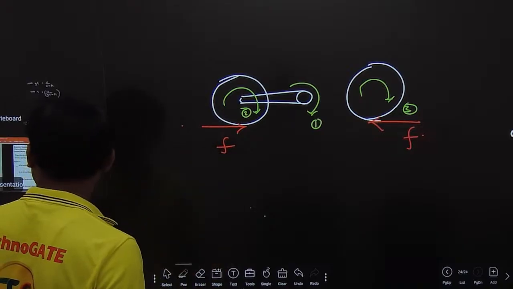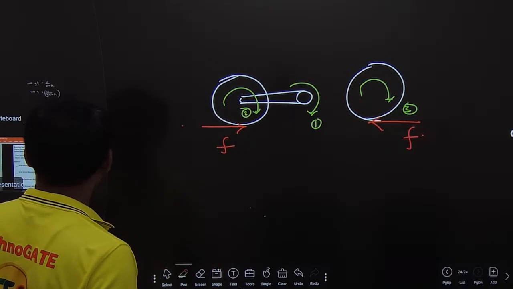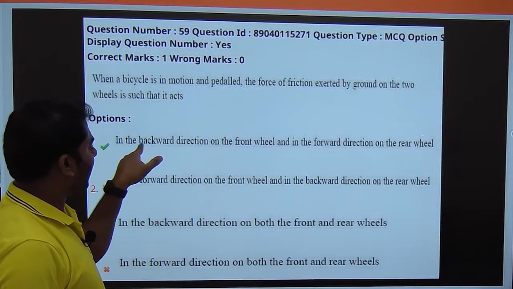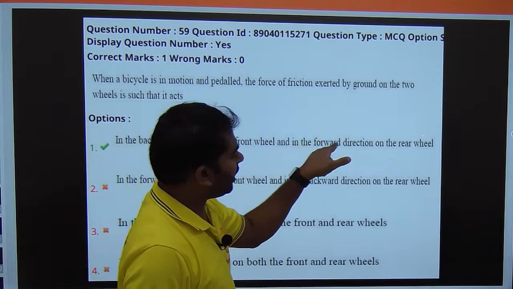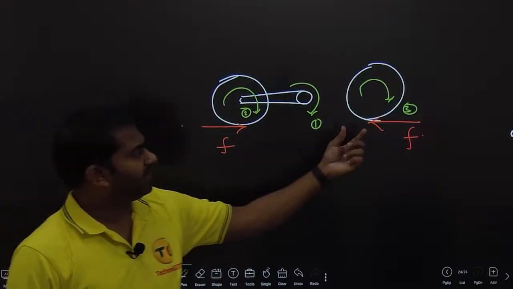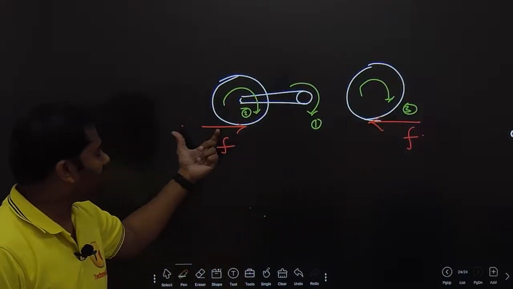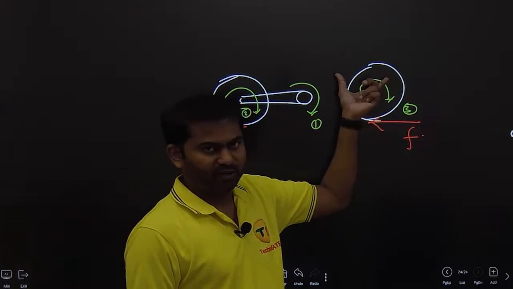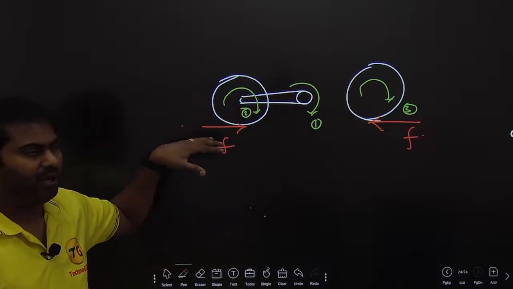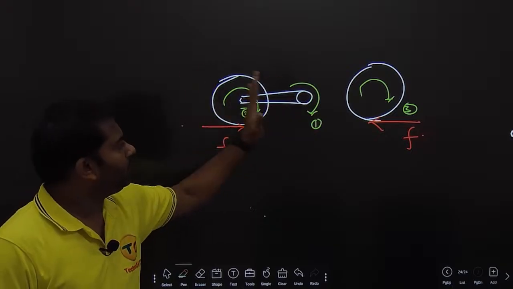So based on that, in the backward direction on the front wheel and in the forward direction on the rear wheel. So this is how it is happening. Understood? So input 1, 2, 3.